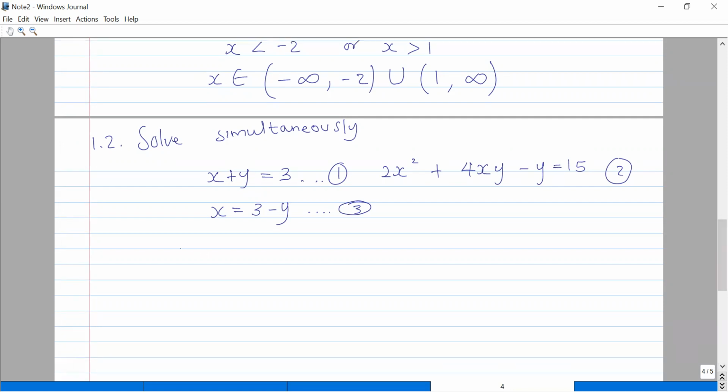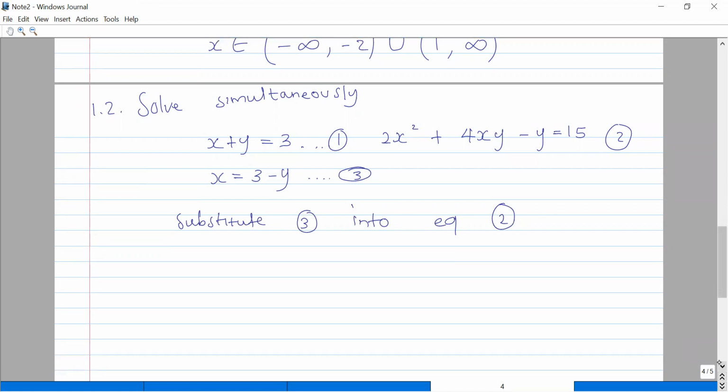So we substitute equation 3 into equation 2. Okay, so where we have x, you're going to plug in 3 minus y. So it's 2 times 3 minus y squared plus 4, where we have x, we substitute 3 minus y. Then we have another y. Minus y is equal to 15.